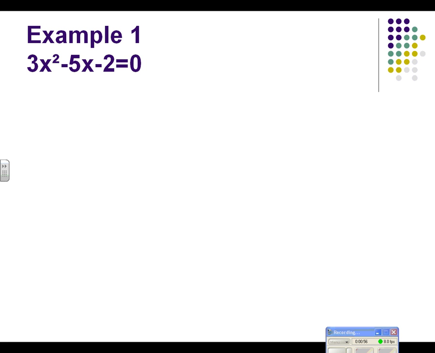Let's look at a couple of examples. Here I've got 3x squared minus 5x minus 2. First, I look to see if it's in standard form, and it is. It's equal to 0. Then I identify my a, my b, and my c. A is the coefficient of x squared, so it's 3. B is the coefficient of x, so it's minus 5. C is the constant, so it's minus 2. Remember to make sure you pick up the signs in front of your coefficients for a, b, and c.